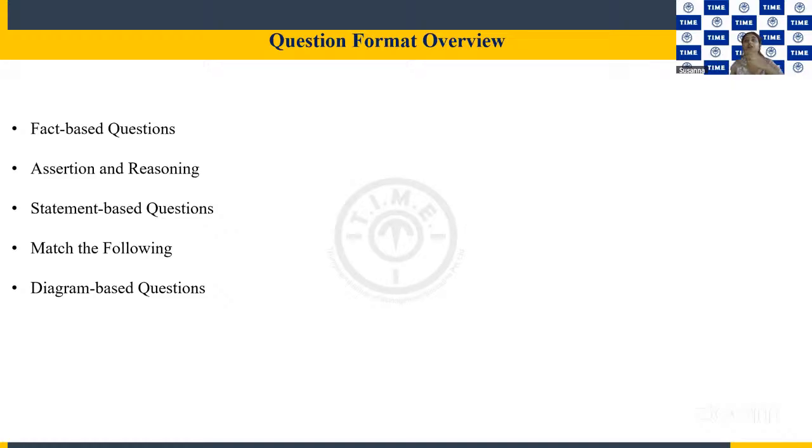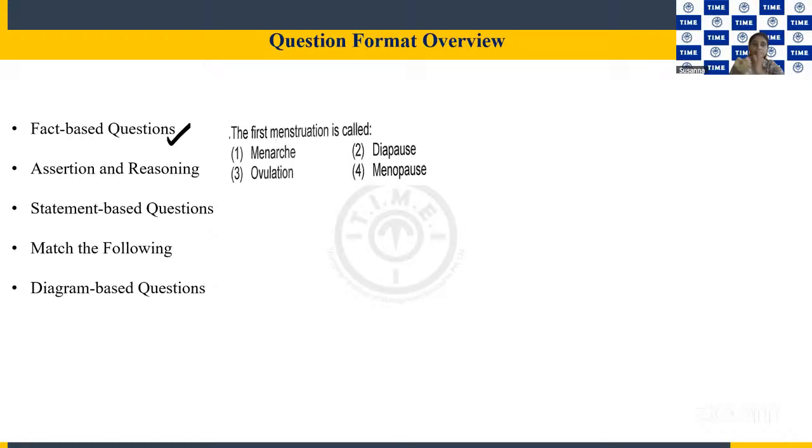Next is the question format. What kinds of questions are asked in the biology part of the NEET exam? The first one is fact-based questions. Fact-based questions are nothing but things which you need to learn by heart, maybe the terms, the definitions, one-word terms or answers. So all these are fact-based questions. Let me give you an example.